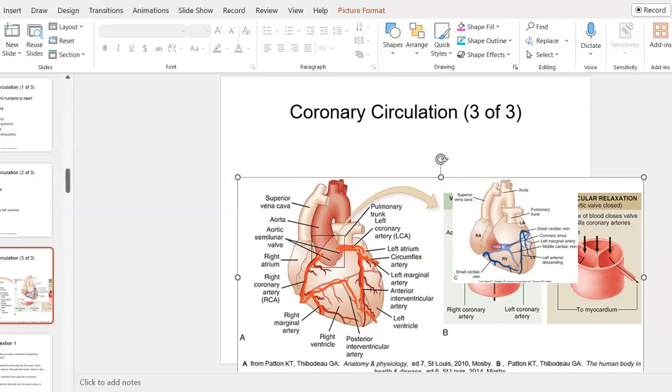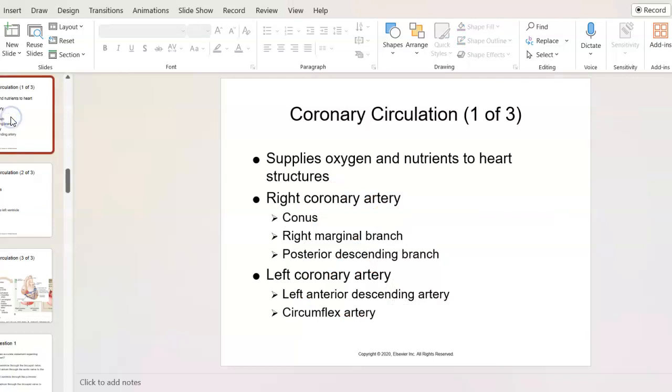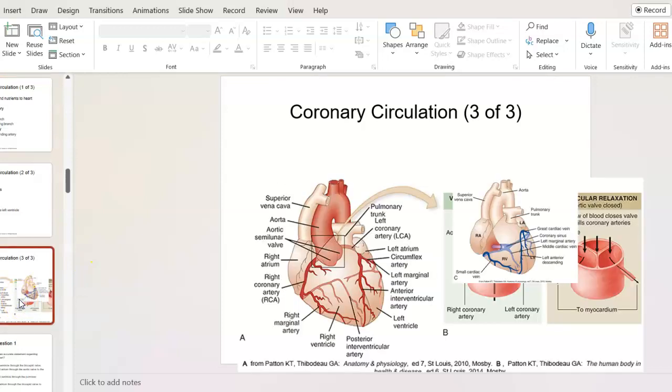Now, in addition to that blood supply, I know that there was one or two more. Okay, we talked about right marginal branch, posterior descending branch, left anterior descending branch, and circumflex conus. I've rarely heard this referenced, but I do want to point it out to you because it is in the notes. The conus is actually this small branch right in this region, just to point that out.